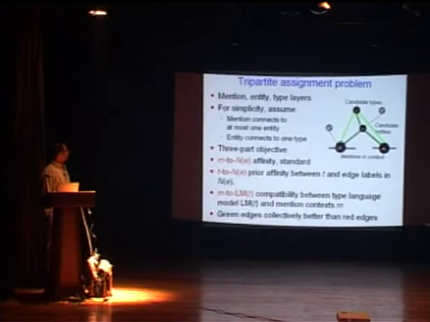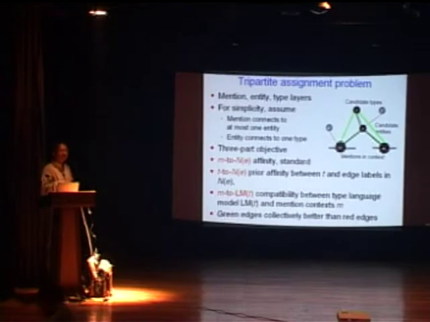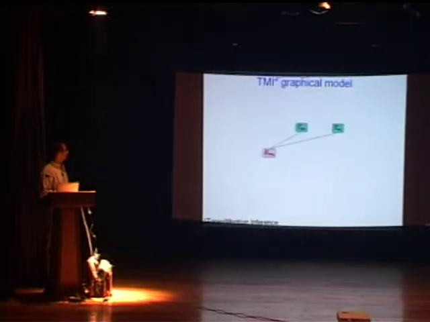So how do we set this up? See, every mention has to go to 0 or 1 entity. So you have a dummy entity which is null as before. So each mention has to go to exactly 1 entity. To represent that, we turn this tripartite problem into a bipartite problem. So we have a node for every mention. That node has a variable which takes on values from entities.